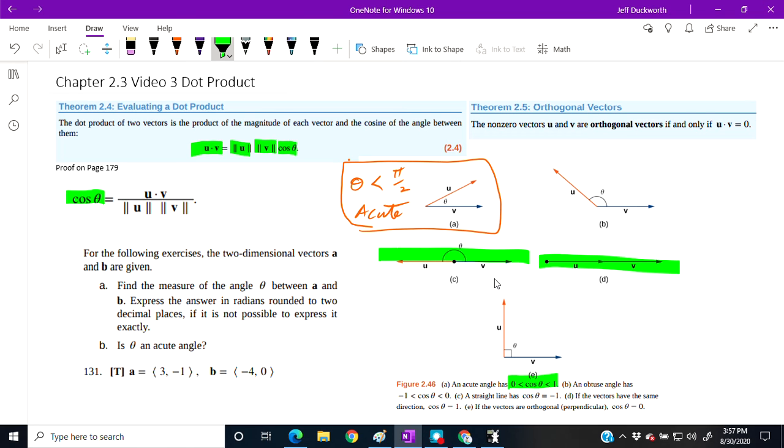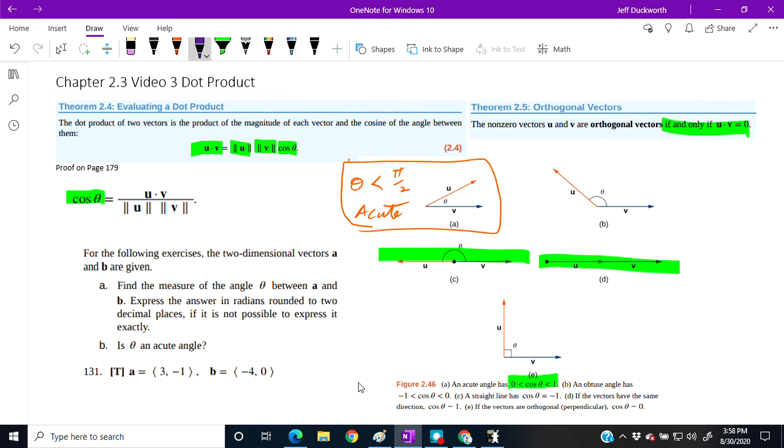All right. And finally, what is known as orthogonal is if you get a perpendicular angle for them. And orthogonal occurs if and only if U dot V equals 0. So if that's the case, you're going to get a perpendicular angle, and they will be orthogonal. So let's try to work on this problem here.